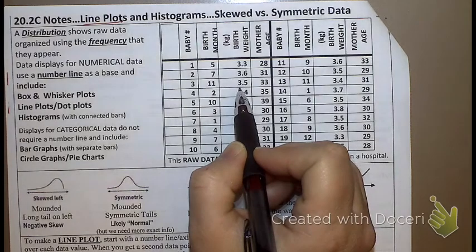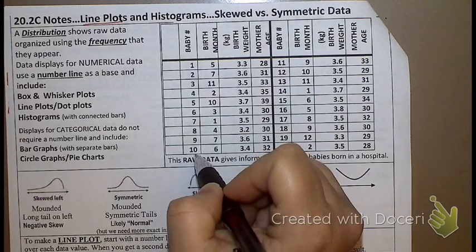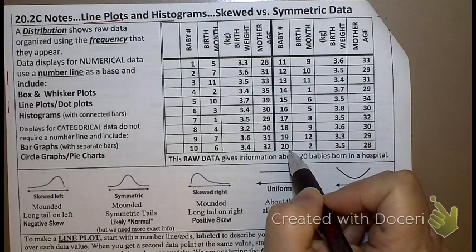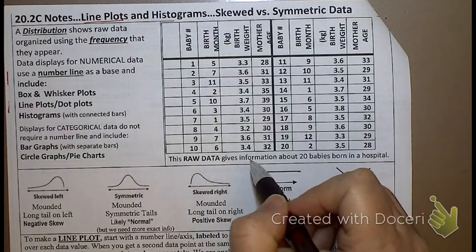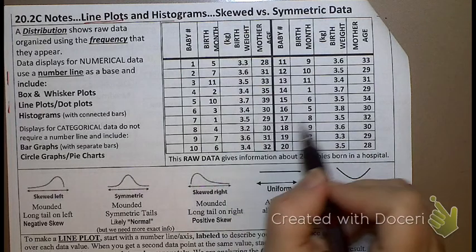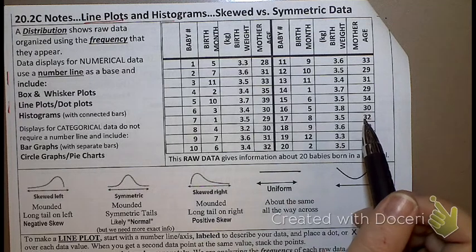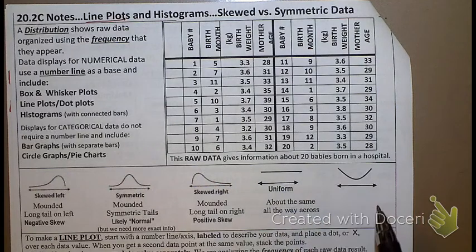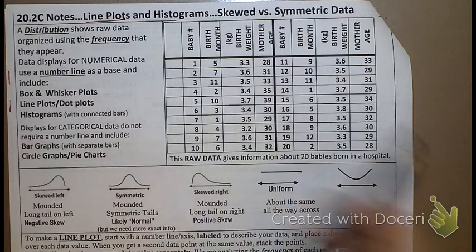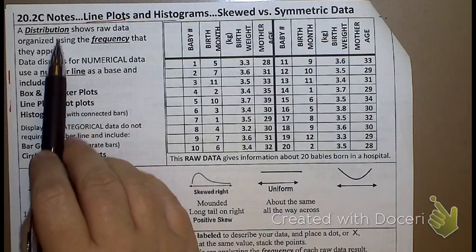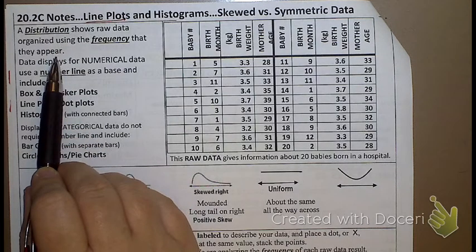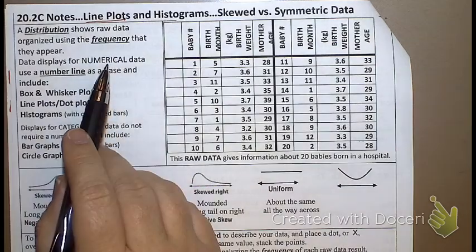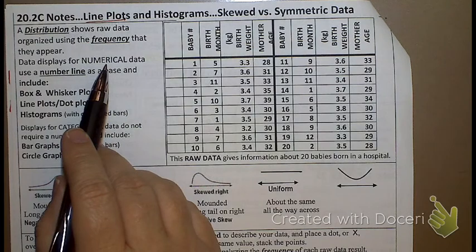Do you get that? All the way through baby 10, and then we continue on baby 11, baby 12. So we're looking at how many babies? 20 babies. So this is raw data. It has not been calculated into anything. That's what makes it raw. Okay, we haven't calculated any means, any medians, nothing like that. About 20 babies born in a hospital. Okay. A distribution shows raw data organized using the frequency that they appear. We're going to use frequency. What does frequency mean? How often something happens. Okay.